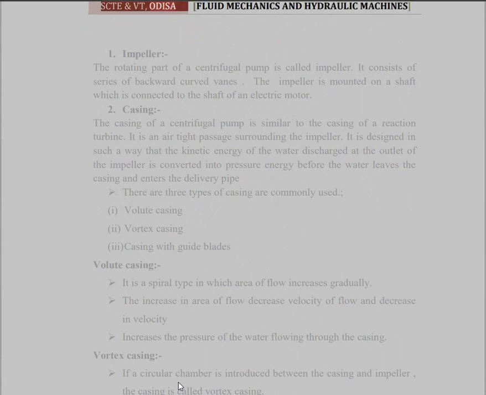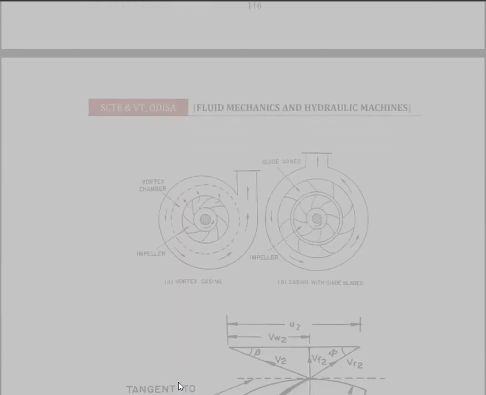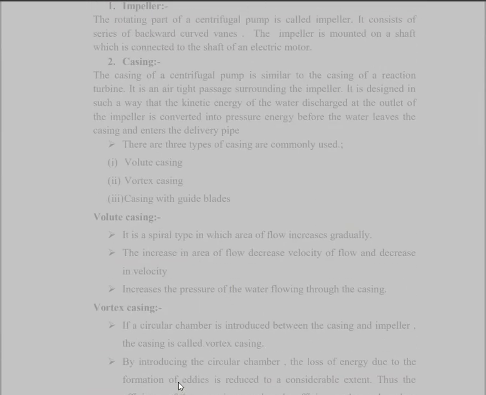SCTE and VT, Odisha. Fluid Mechanics and Hydraulic Machines. 116. 1. Impeller. The rotating part of a centrifugal pump is called the impeller. It consists of a series of backward curved vanes. The impeller is mounted on a shaft which is connected to the shaft of an electric motor.